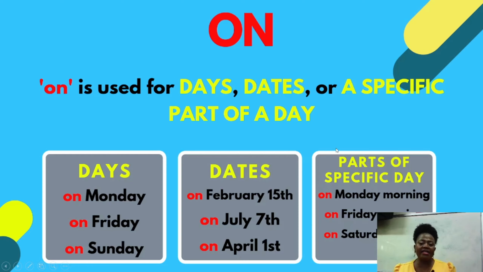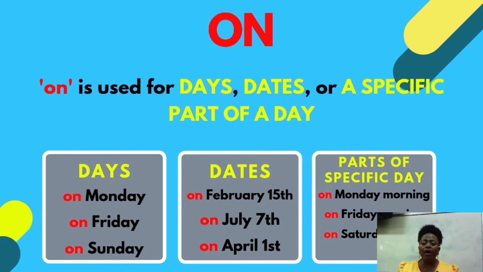And the next one we have to talk about is on. When do we use on? We use on for days, dates, and specific parts of the day. For example, when we talk about days, on Monday. I go to school on Monday. On Friday. On Sunday. On Tuesday. On Wednesday. On Thursday. So when you're talking about this, you use on.